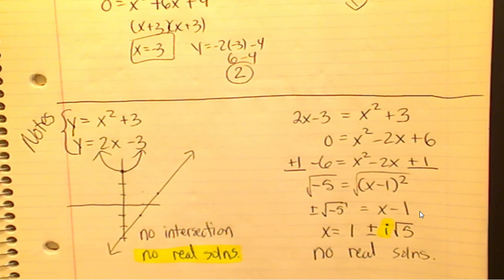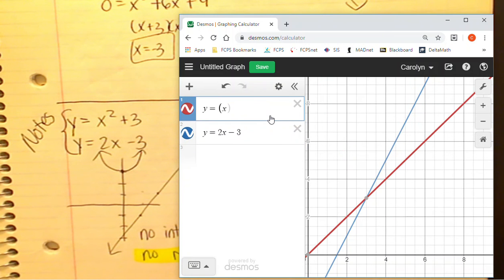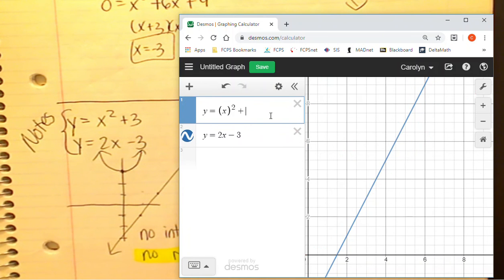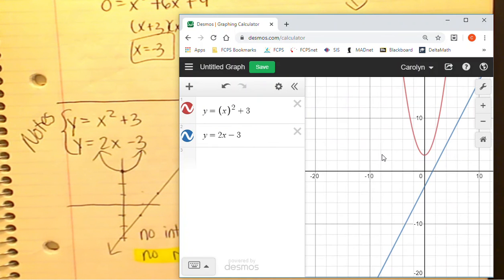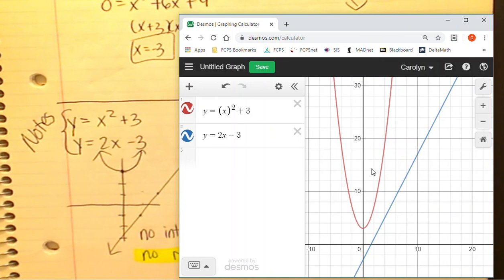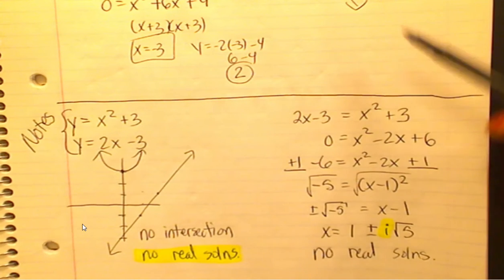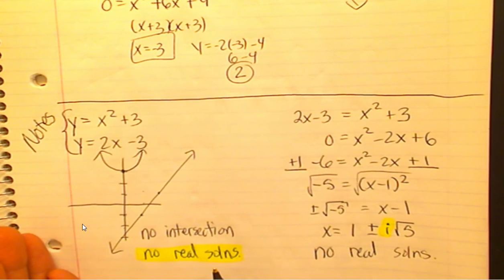Make sure that you know how to interpret the graph. If I get stuck algebraically, I would go and check the graph. Oh, they don't cross. You can zoom in or out, click and drag. How do you know that you get no real solutions? Well, algebraically, you get an i. Graphically, you get no intersections.